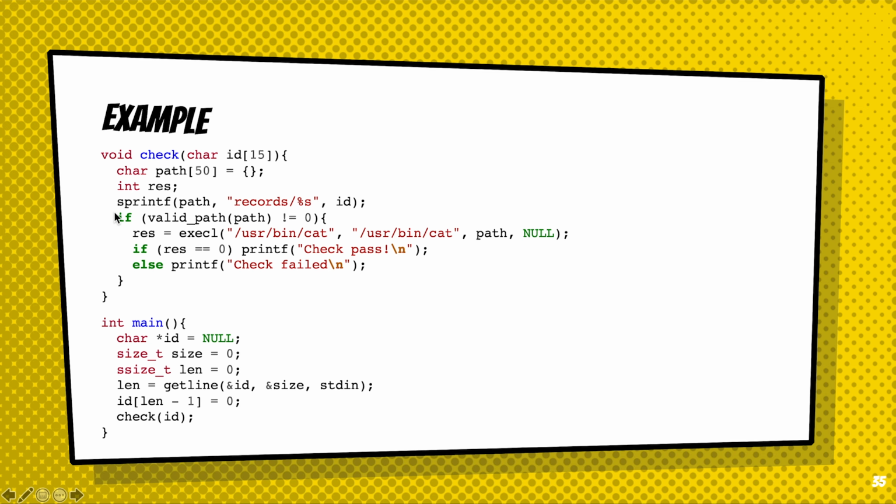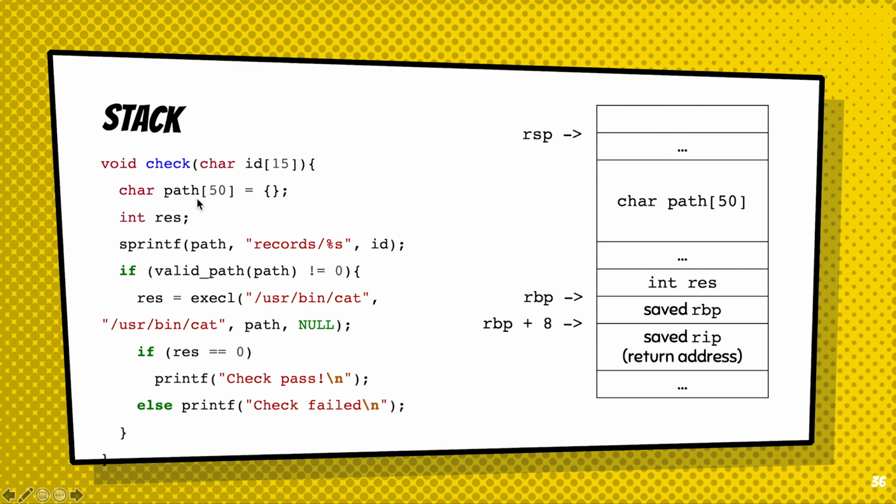There is a stack overflow vulnerability in function check. String path and integer res, as local variables, will be stored in the stack of function check. When path is assigned the value of the string record/ followed by ID, if the ID is longer than the original length of path, then path can overflow to the saved RIP address.